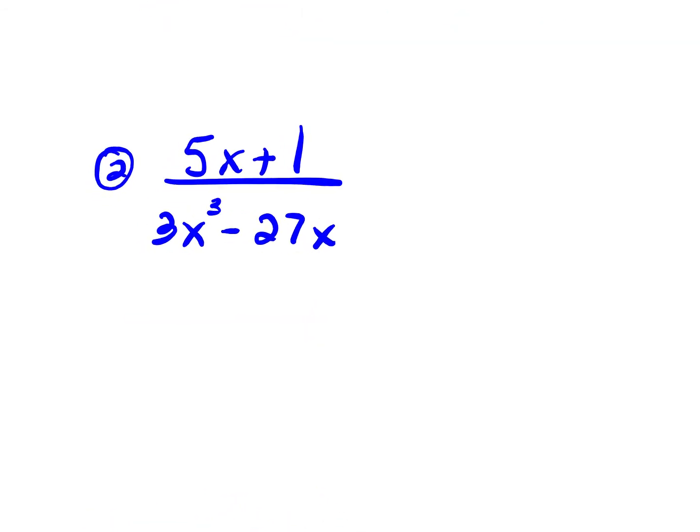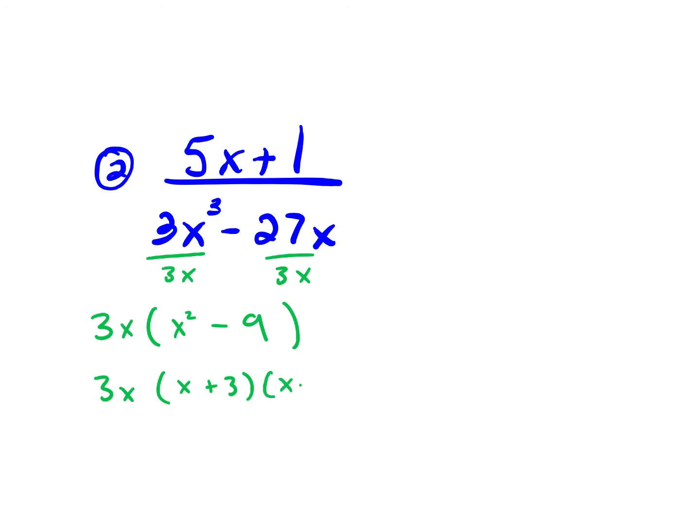What do I need to do first? Take out GCF. Factor the bottom, and I can take out a greatest common factor in the bottom. What's my greatest common factor? 3x. So I'm dividing both of these by 3x. So 3x goes on the outside. What stays on the inside? X squared minus 9. Can I factor this anymore? Yes. This is the difference of squares, so it factors into x plus 3, x minus 3.